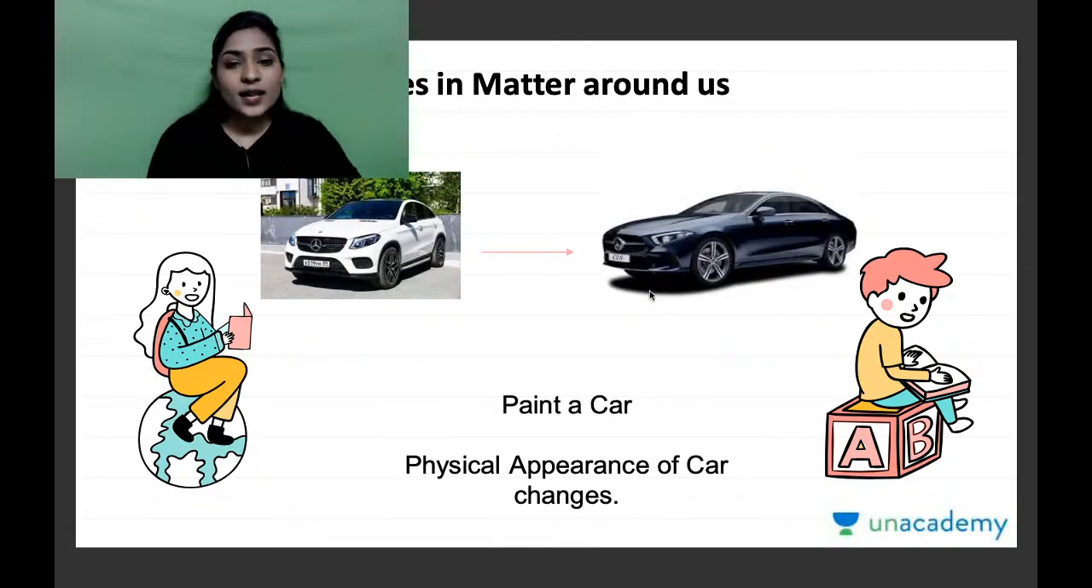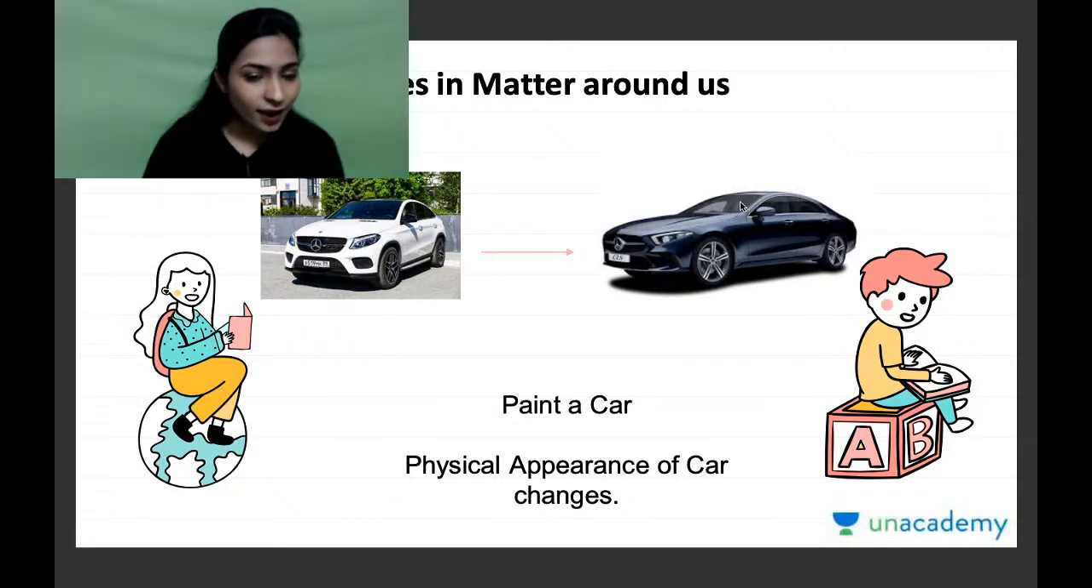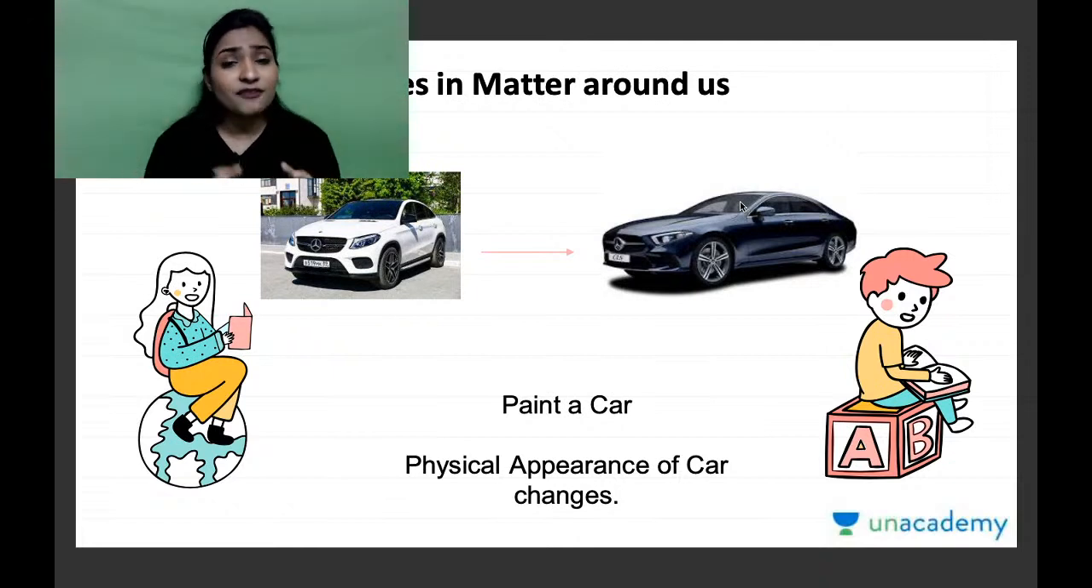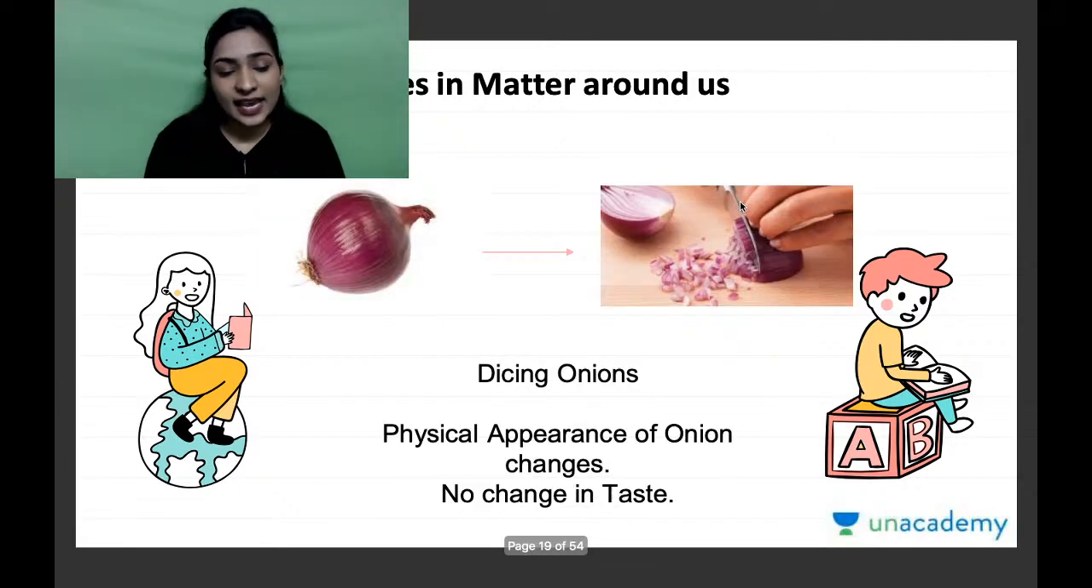Now, let's talk about this car. Let's say I had a white car and now I painted it blue. I did not change my car, I just painted the car. So what happened when I painted my white car blue? Again, the physical appearance of the car changed, right? The physical appearance of the car changed? Yes.